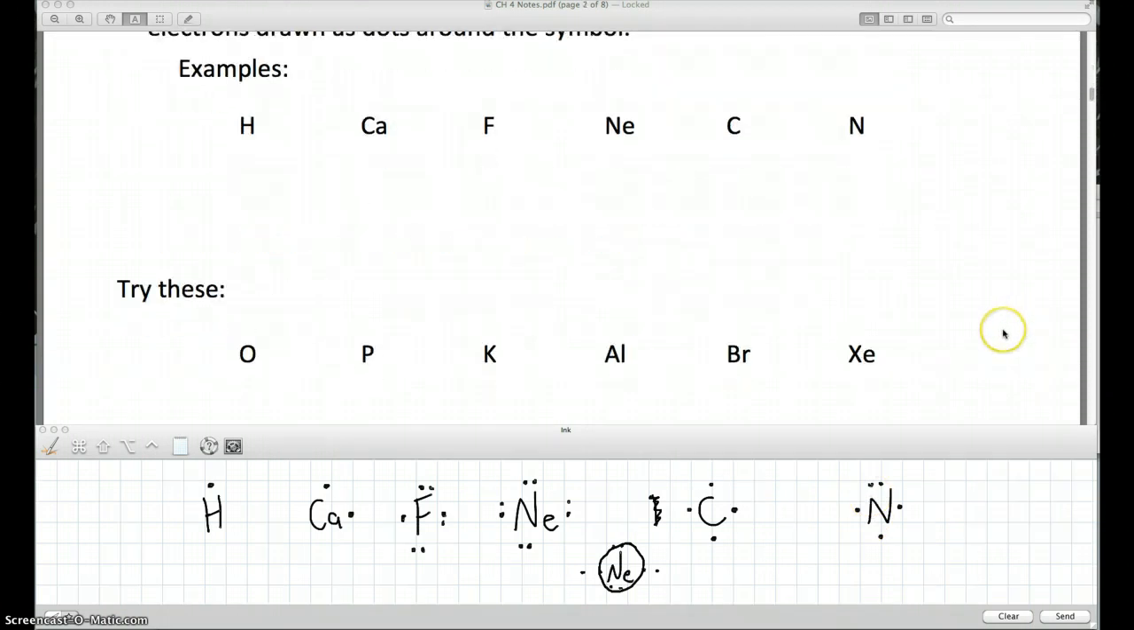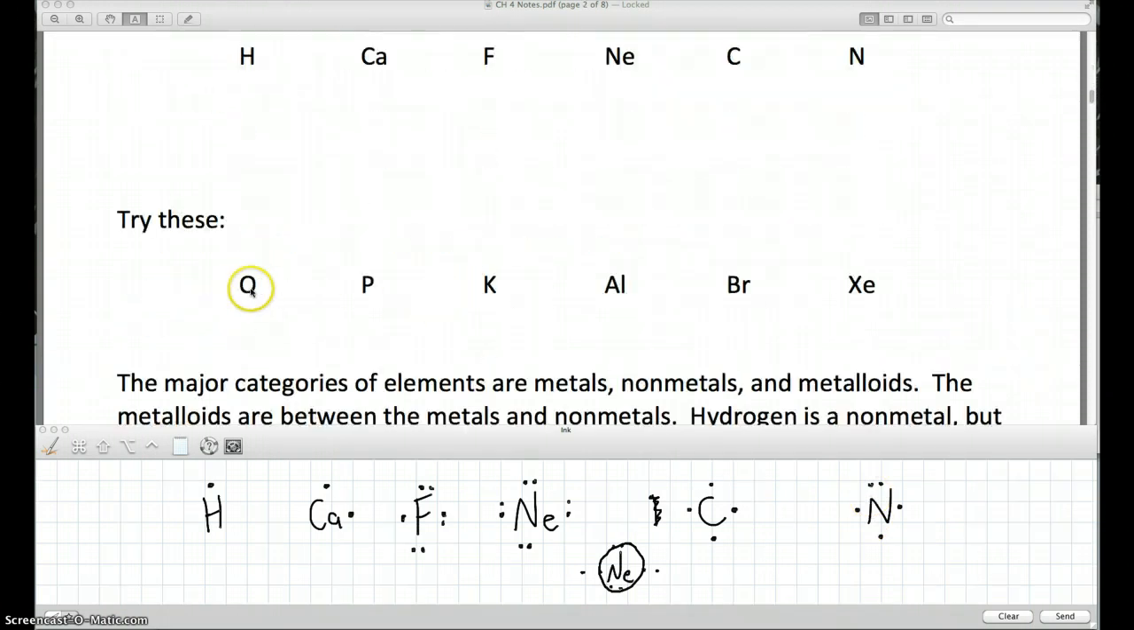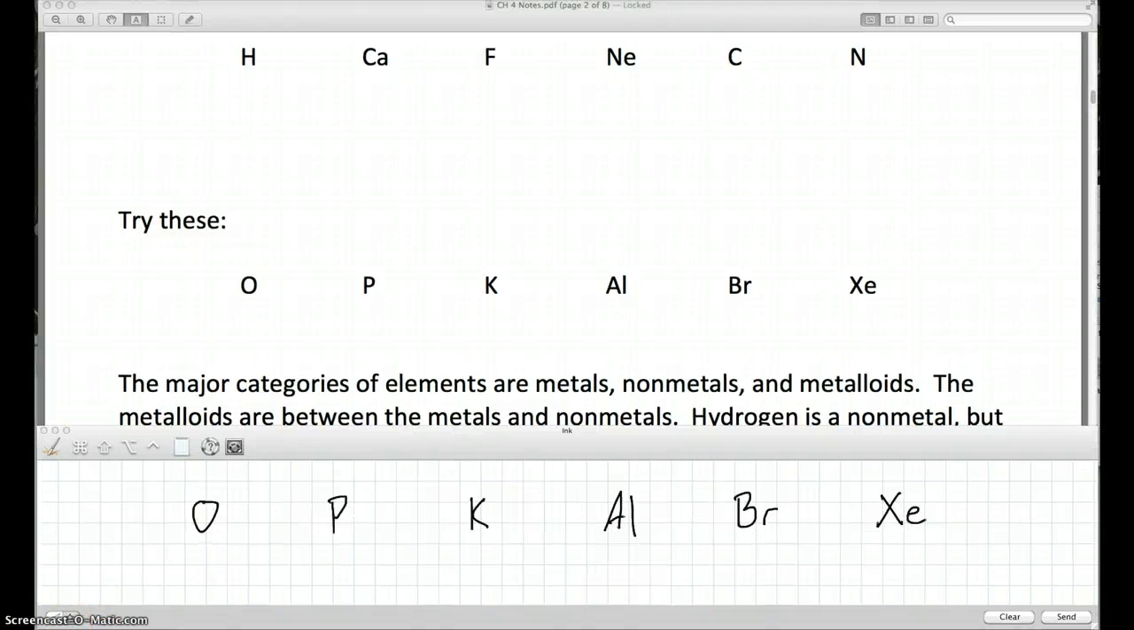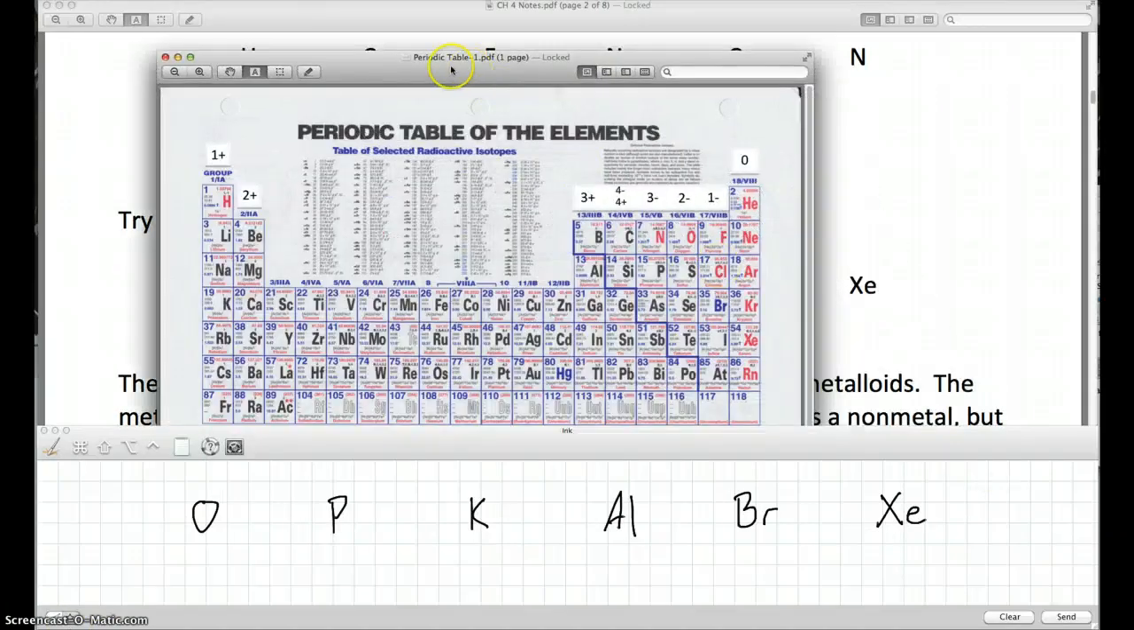Why don't you try some on your own? Try O, P, K, Al, Br, and Xe. If you want to pause the video right now, try those, and then when you're done, restart the video, and I will go over those. Okay, so let's go over these. I'm going to bring up the periodic table just so I can see that.